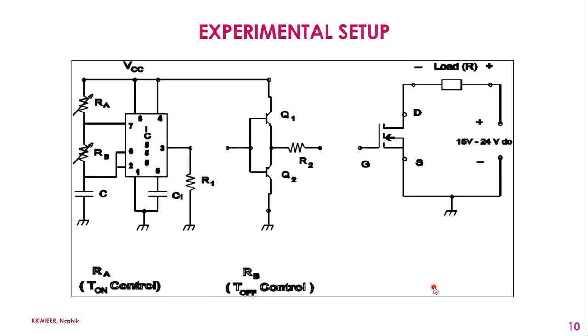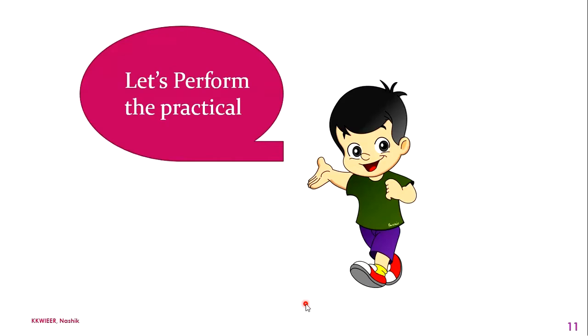Now this is our experimental setup. How it works, we will see in the practical session. This is an IC 555 timer, totem pole arrangement. Two transistors are used, Q1, Q2, and this is the chopper circuit which I have shown previously. Here we have used a MOSFET as a switch, with gate, drain, source, this is the input DC power supply, and this is a load R. Here two controls are there, RA and RB. By RA we are going to control T on, and by RB T off will be controlled. So let's perform the practical.